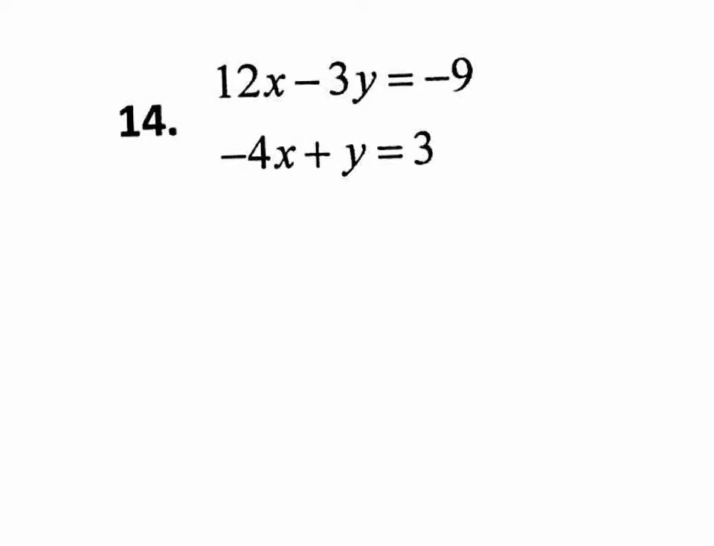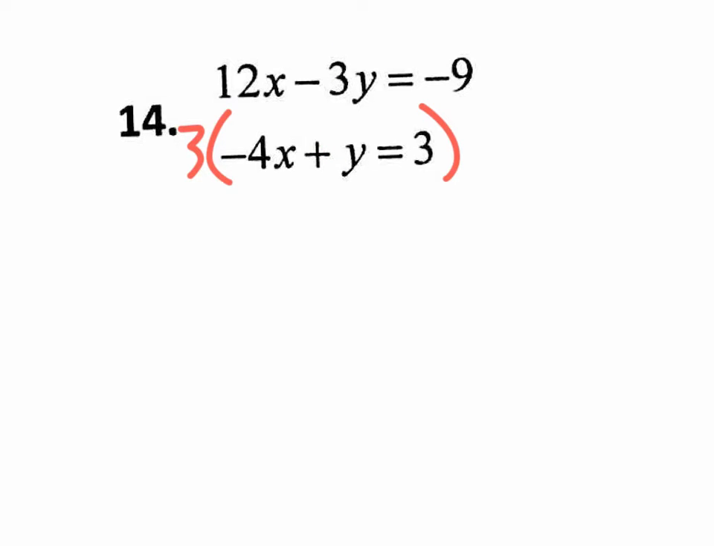Check out number 14. That's a special case right there. When you decide to cancel out x's or y's, which one would you say? X's or y's? X, because they're bigger numbers. Let's cancel out y's by multiplying by 3. That way the positive y down here will become 3y, which will cancel with the negative 3y.